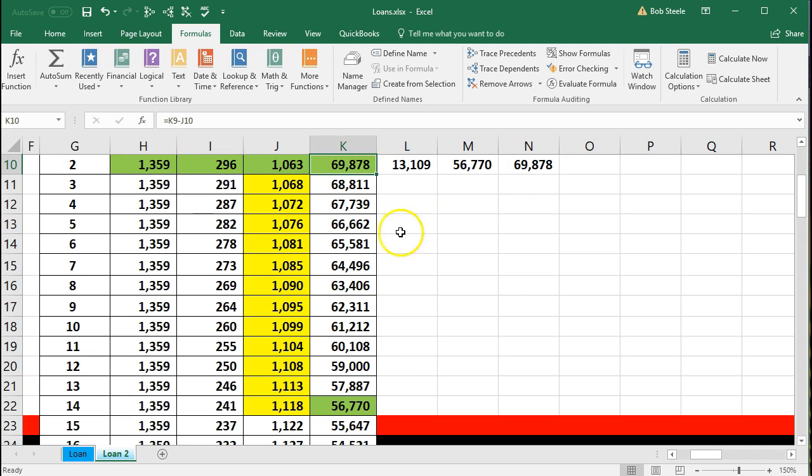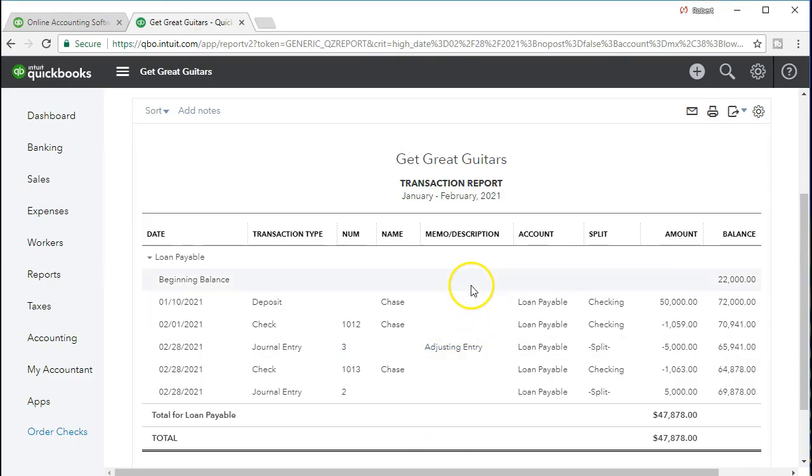So what do we need to do? There's $69,879 in the long-term portion. We need to break out $13,109 of it to the current portion. So we're going to do that. We're going to go back over here. Typically to do that, we do that with a journal entry. So I'll just show you that, and then we'll actually use a register to do this.